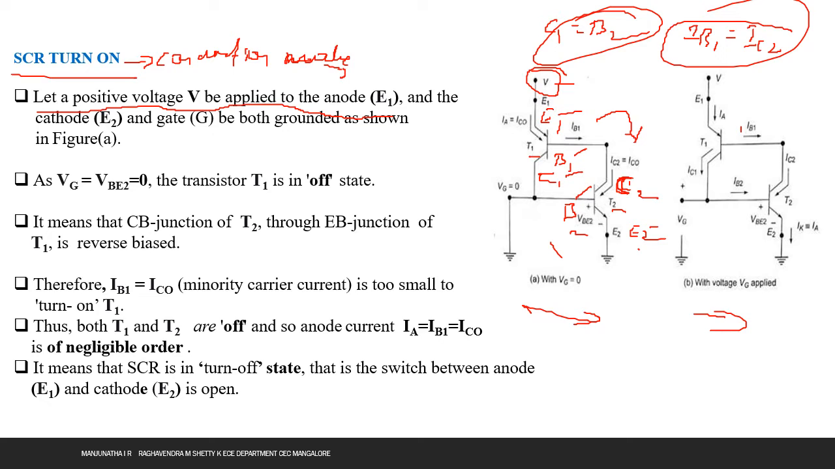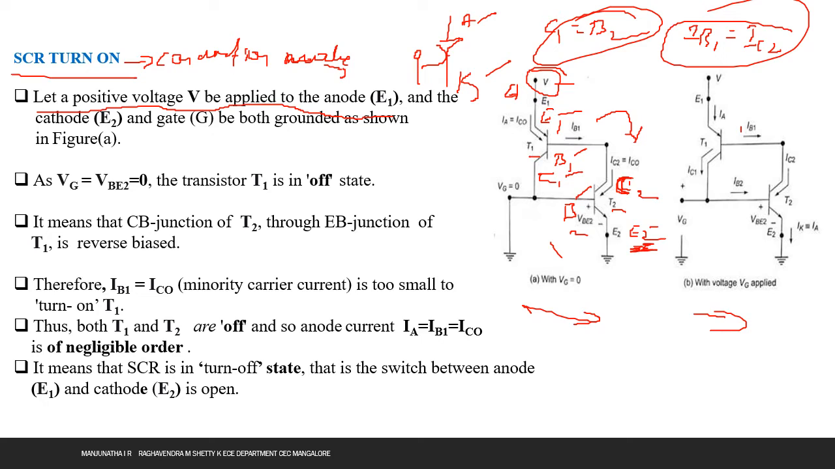So this two transistor model is what actually? It is the equivalent circuit of an SCR: anode, gate, cathode. Anode in the sense what? E1. And the gate is what? Between the collector of transistor 1 and base 2 of transistor 2. And cathode is what? E2.